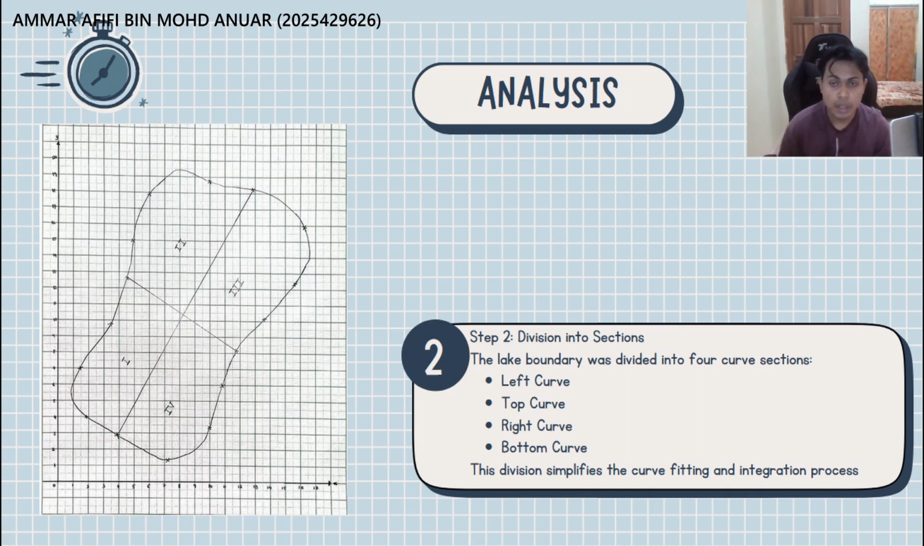For the analysis, step 2 is the division into sections. The lake boundary was divided into 4 curved sections: curve 1 is the left curve, next is the top curve, next is the right curve, and last but not least is the bottom curve. This division simplifies the curve fitting and integration process. Okay, next.